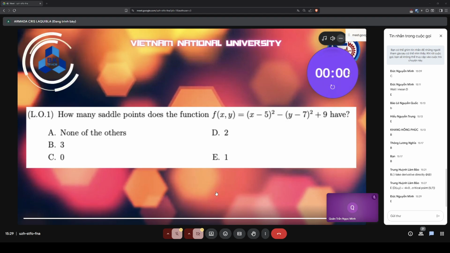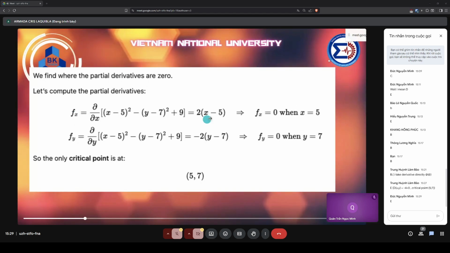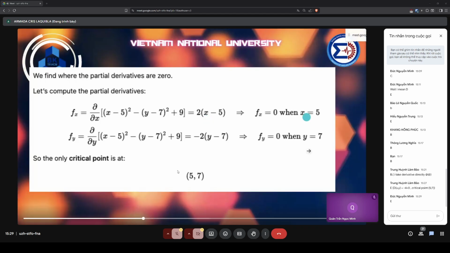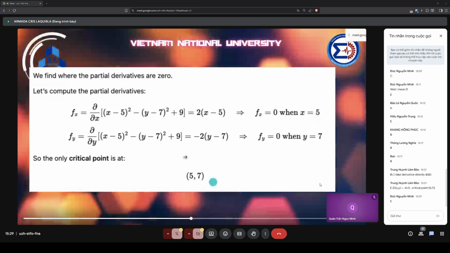Now for the saddle points, you have this one. What to do? Get the critical points first. Take fx and fy, and set them equal to these expressions. Now set fx to 0 and fy to 0. Then we only have one point here, x is equal to 5 and y is equal to 7. So this is the only critical point.